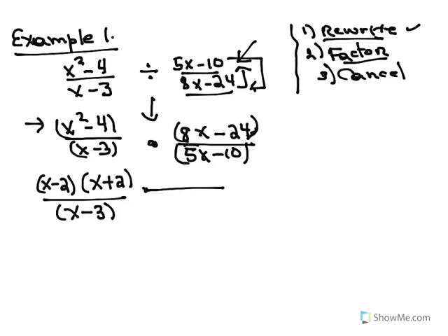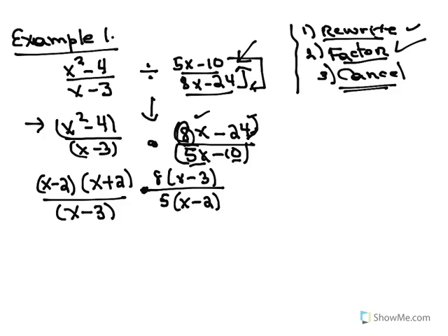And then right here, the common factor is 8, so 8 times x minus 3. And then in the denominator here, I can factor the common factor x minus 2. Okay? So I factor. Now it's time to cancel before I do the final multiplication.